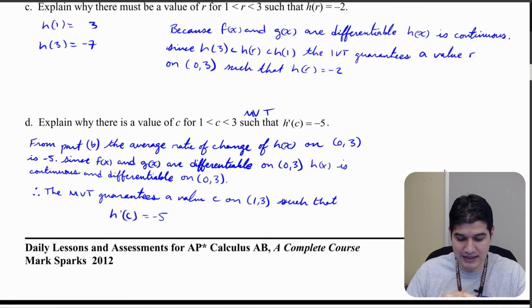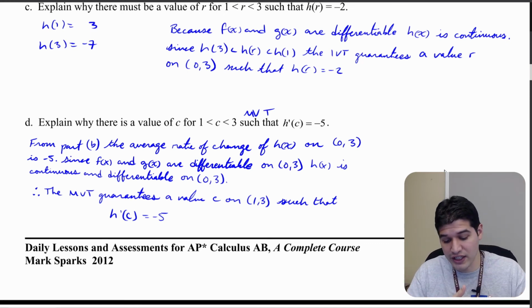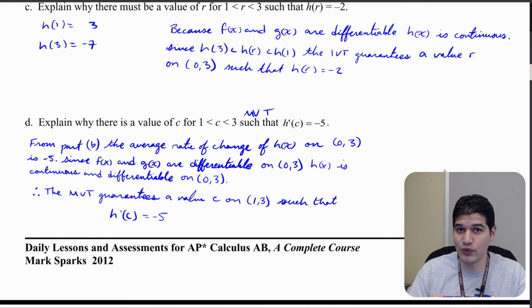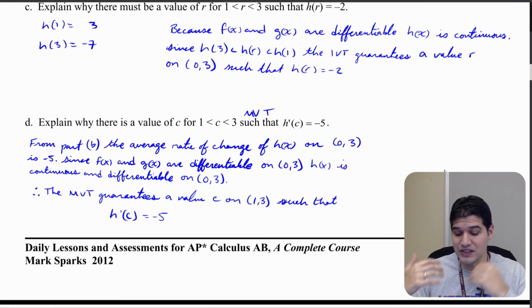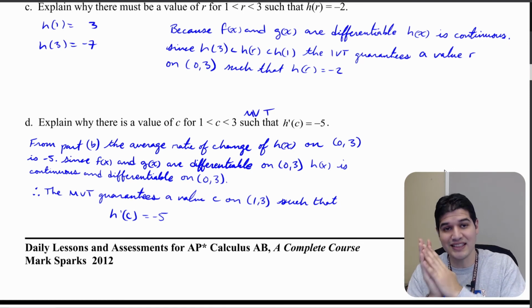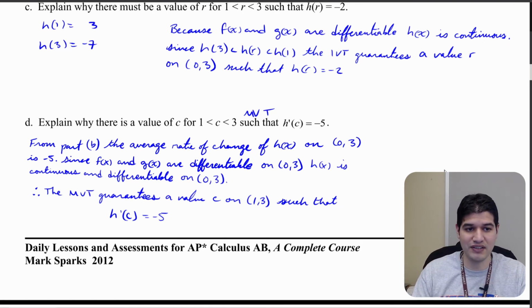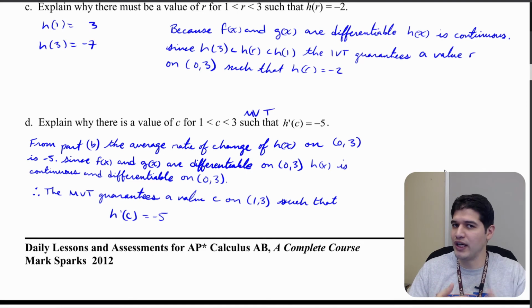work again. Since f of x and g of x are differentiable, h of x is continuous and differentiable on 0 to 3. Therefore, the mean value theorem is going to be guaranteeing a value c on 1 to 3 such that h prime of c equals -5. Again, we're not trying to specify what that value is, we're just trying to say that one exists.